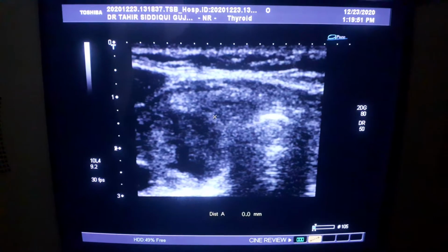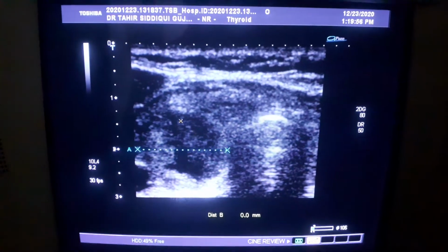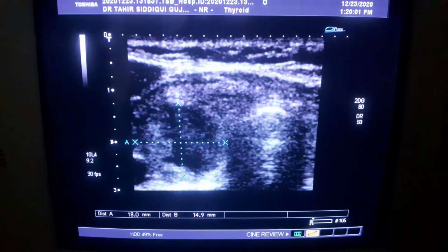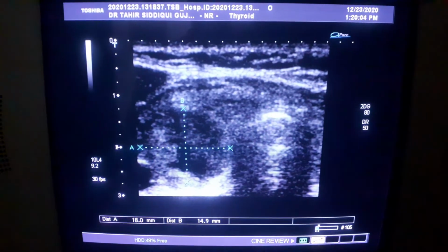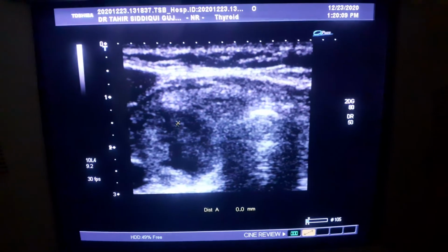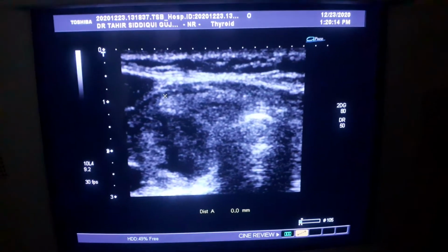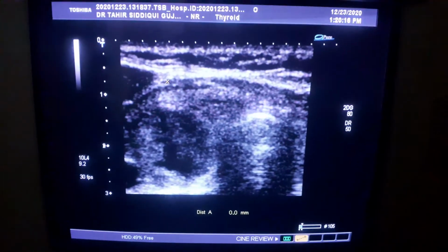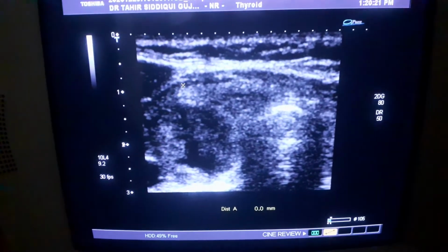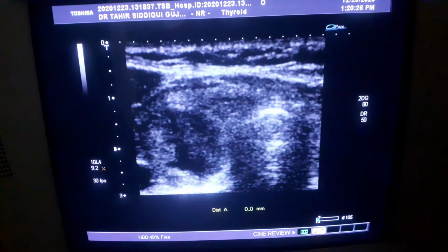Now this is a cystic nodule measuring approximately 18 by 14 millimeters. So it's wider than taller. One thing to note, it's more wide than tall, because the latest studies show that a cystic nodule being taller than wider is suspicious of being of aggressive nature. However, this is wider than taller.